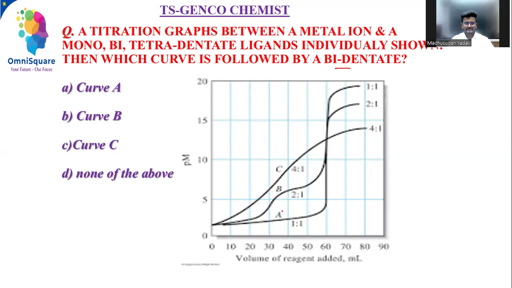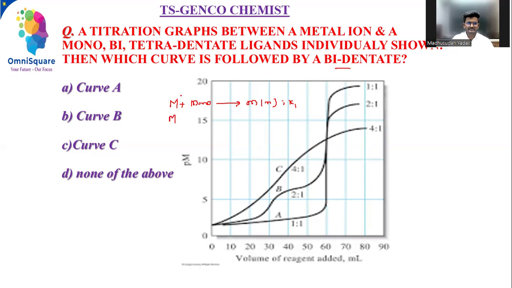Is it clear? Right. So before explaining this, I will tell you some basic idea. Suppose you are dealing with a metal with a monodentate ligand. So it will form a metal complex, isn't it? Metal with monodentate ligand. Say its rate constant is K1.